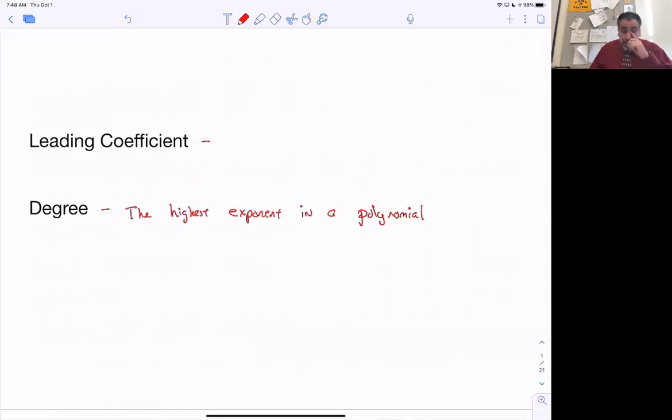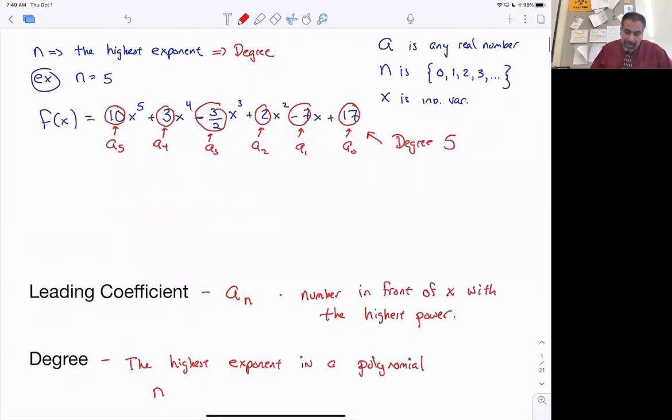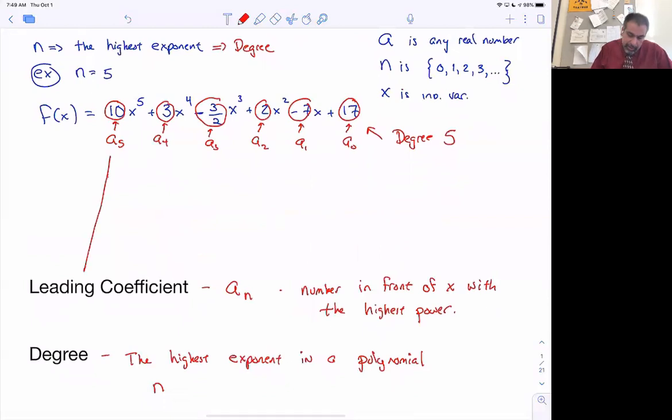And the leading coefficient, okay, if we call the highest degree in the polynomial n, that's what the degree is going to be, n. The leading coefficient is always the number written in front of that highest power, okay? So it's the coefficient of the term with the highest power. So we can write that as the number in front of the x with the highest power. If we go back and look at this last example, the leading coefficient is right here, okay? The leading coefficient is 10, and the degree is 5 in that example.